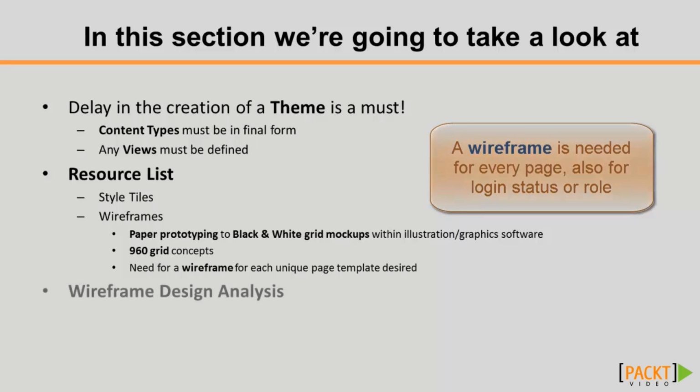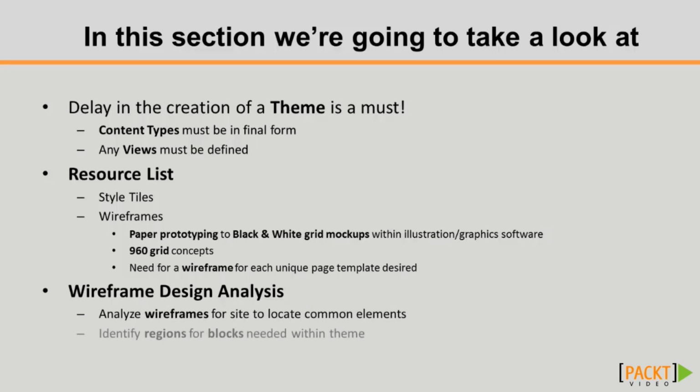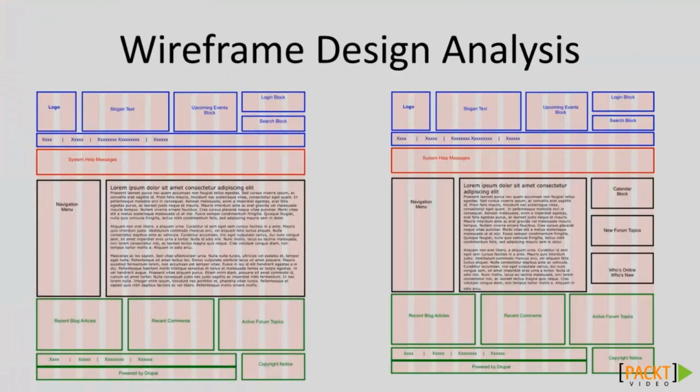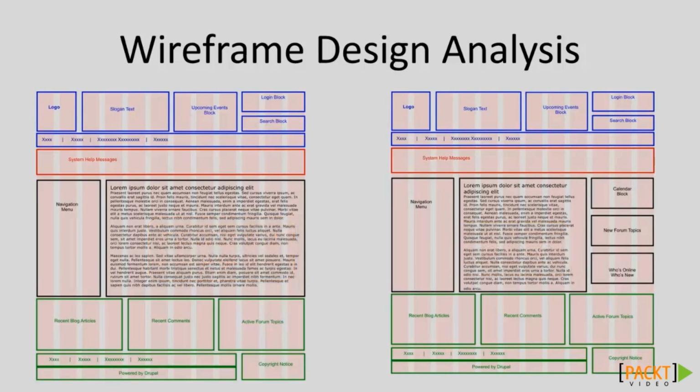I'm going to show you some of the wireframes I am proposing for this particular prototype, beginning with a little bit of analysis to identify those common elements and where blocks are going to be needed, and how many columns those elements take up in the grid. Here you can see two wireframes, the one on the left being the one for the ordinary content pages, the one on the right being for the front page.